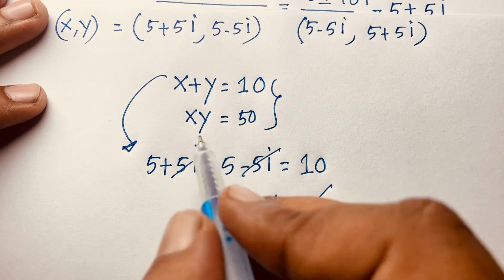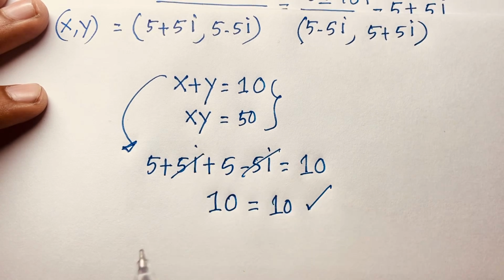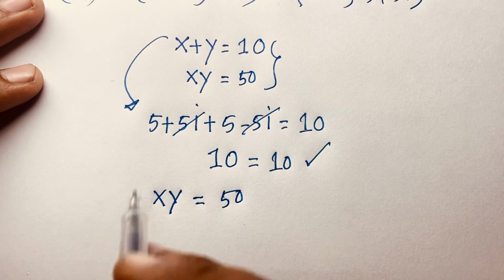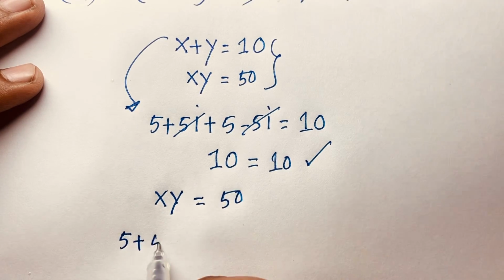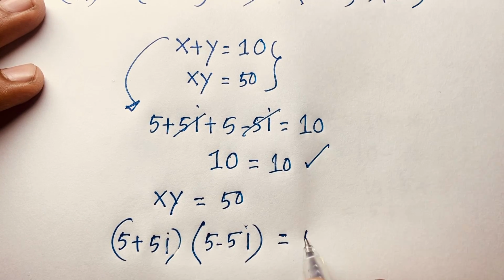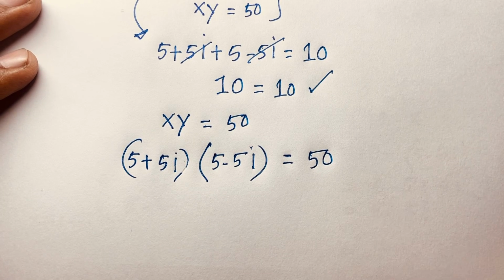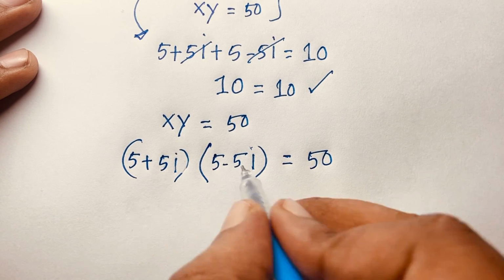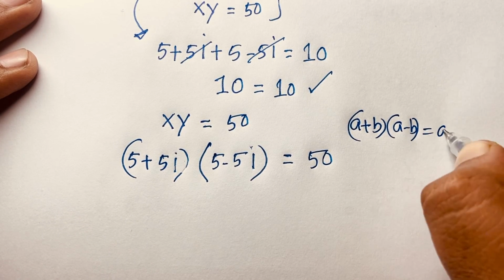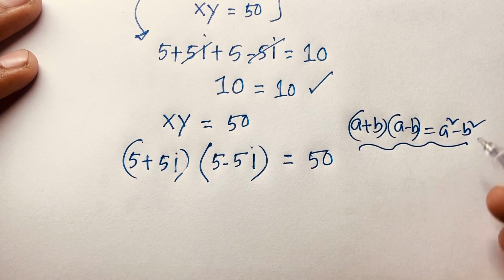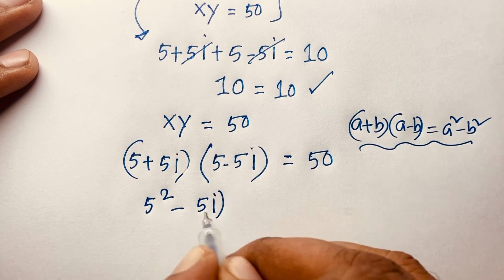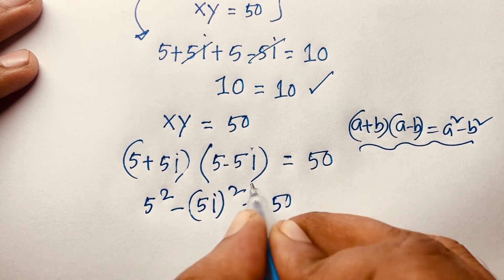But at this moment, this time this is equal to 50. So this value, it will be xy is equal to 50. Now we are finding out x is equal to 5 plus 5i times, and it is also 5 minus 5i is equal to 50. Now you can say easily, if you think this is a, this is b, this is a, this is b, so you know that a plus b times a minus b, it will be a square minus b square. If I follow this rule, I can say that this expression, it will be 5 square minus (5i) whole to the power 2 is equal to 50.